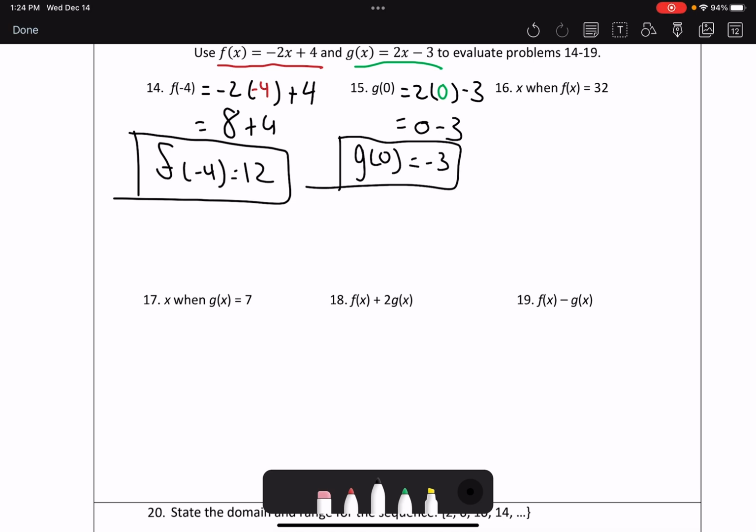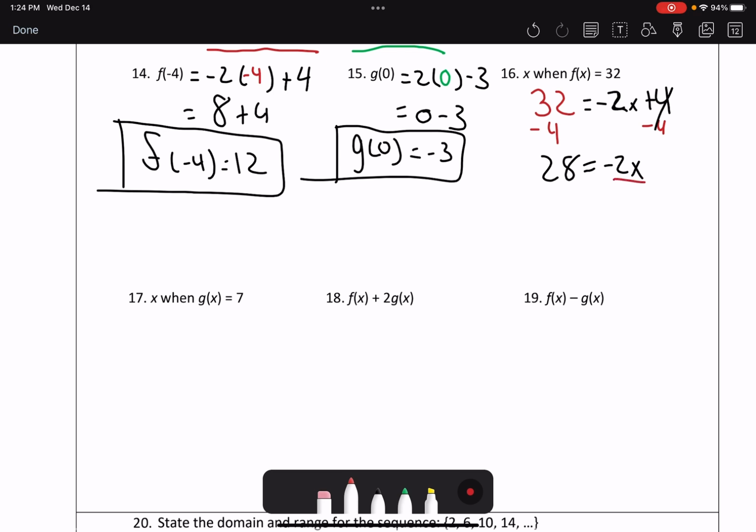Problem 16 asks us now to evaluate x when f of x equals 32. So instead of giving you the input, I'm now giving you the output. So I know that 32 is going to be equal to my f of x, which is negative 2x plus 4. And I now need to solve for x. So I can subtract a 4 on each side. That leaves me with 28 equals negative 2x. Then divide by negative 2. So x is equal to negative 14.